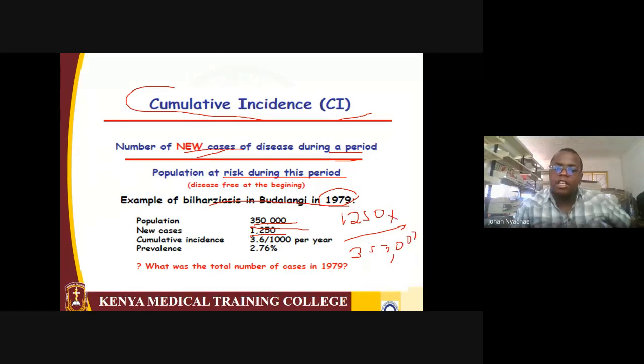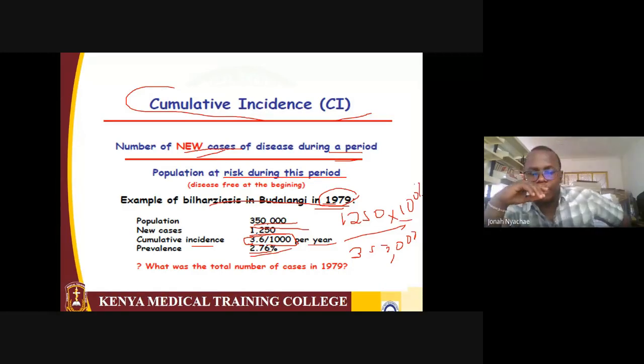times 100 if you want to express it as a percentage. Remember, you also have a year. The year was 1979. So therefore, the cumulative incidence is 3.6. You can put it per 1,000, per 10,000, per year. Or you calculate it as a percentage to give you the frequency. So what is the total number of cases in 1979? That is the first question, which is 1250.